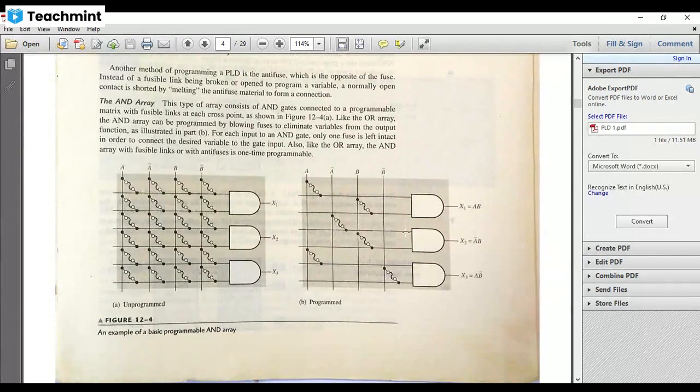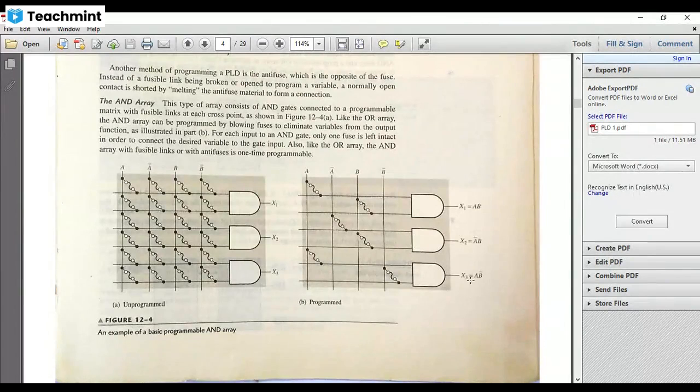So for the third row, we keep the second link in contact, and the first, third, and fourth links are blown off. For the fourth row, the first, second, and fourth are blown off, and the third one is kept as it is. So we get as an output x2 equals A bar B. Through this we get A bar, and through this we get B.